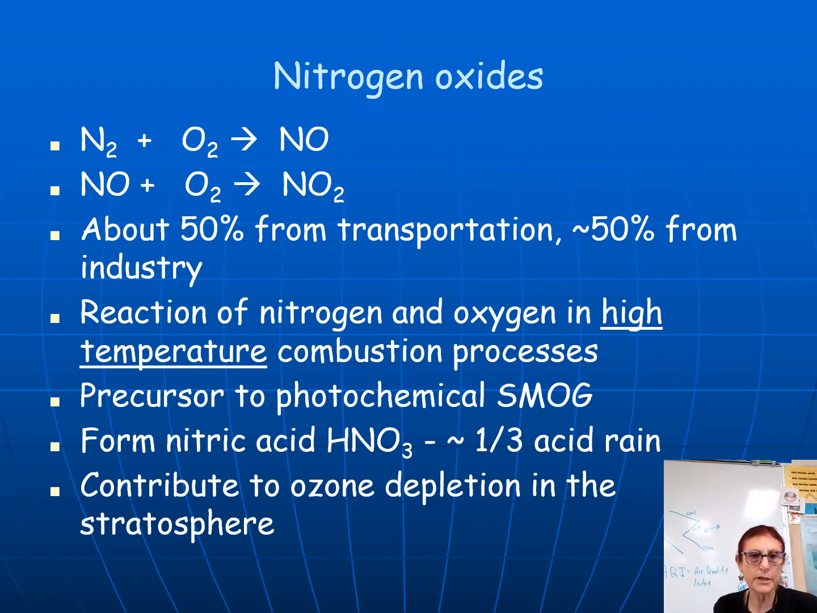So if we flip to nitrogen oxides, one of the main issues that we face, and although they are a contributor to acid deposition, they are the main precursor to photochemical smog. If you weren't putting nitrogen oxides into the atmosphere, you wouldn't have photochemical smog. And roughly about half is transportation and about half is from industry.